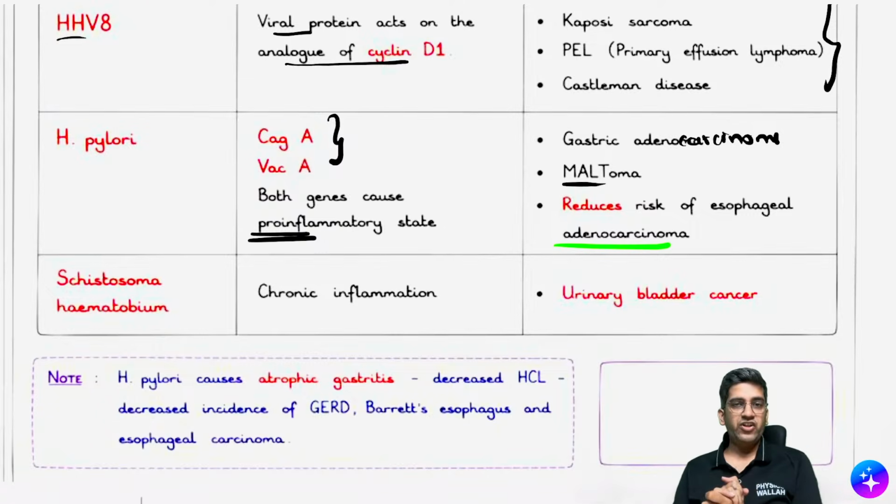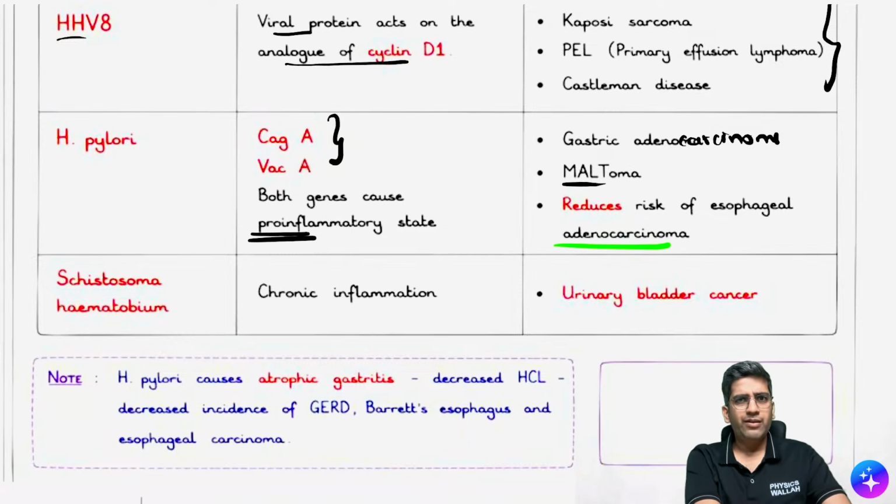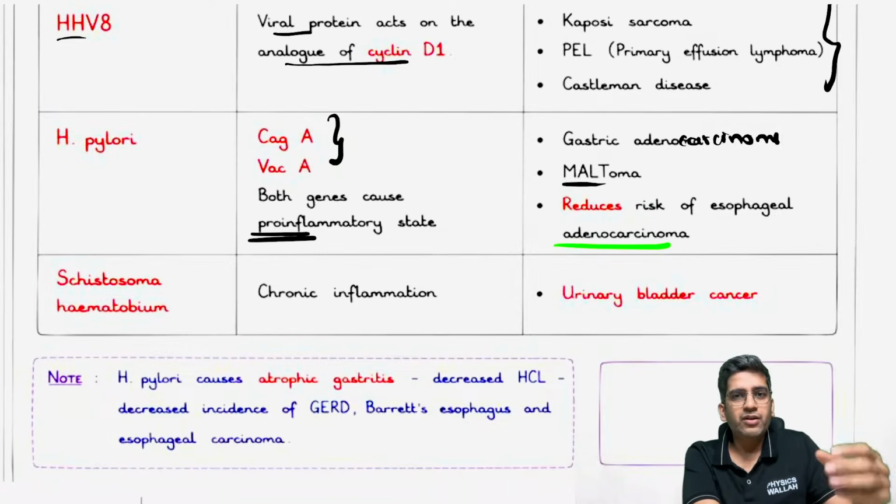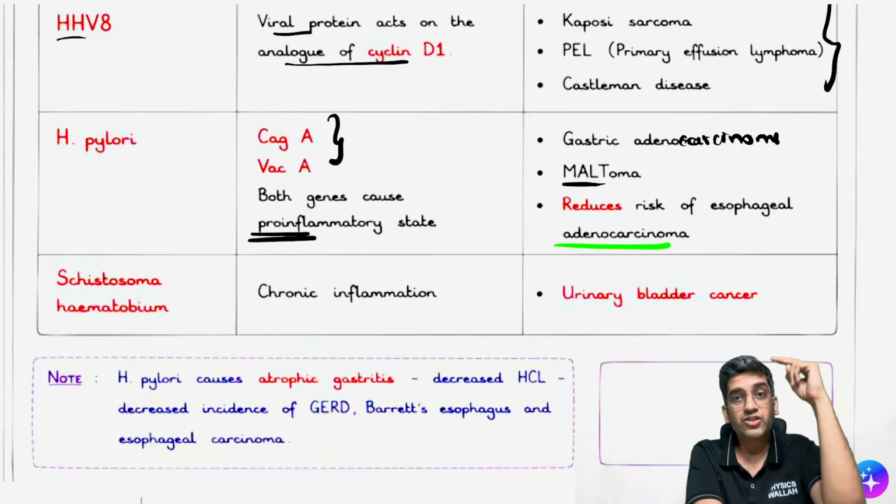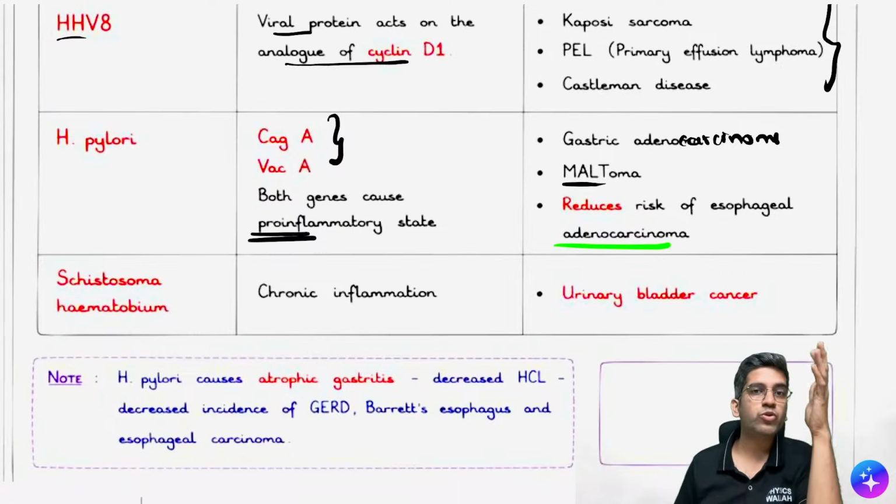Theoretically, H. pylori causes atrophic gastritis, which reduces acid, reduces the risk of acid reflux, reduces the risk of Barrett's, and can cause a reduction in the risk of esophageal adenocarcinoma. Right? Practically, it's a very minuscule reason. My main concern is that it causes gastric adenocarcinoma and MALToma. That's where I'm going to look more.